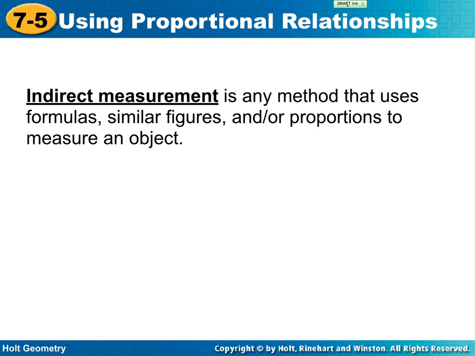What does that mean when I say we're going to find indirect measurements? Well, an indirect measurement is done on something that you can't measure directly. So it's using a method with formulas or similar figures or proportions in order to measure an object. Like, what would be something that we can't easily measure with like a ruler or a tape measure?